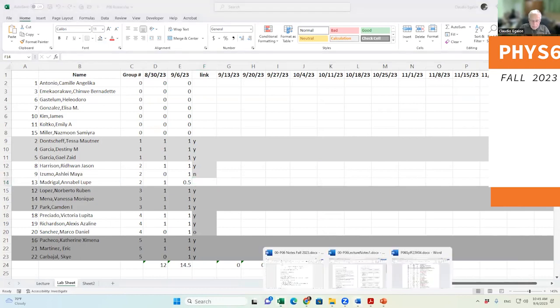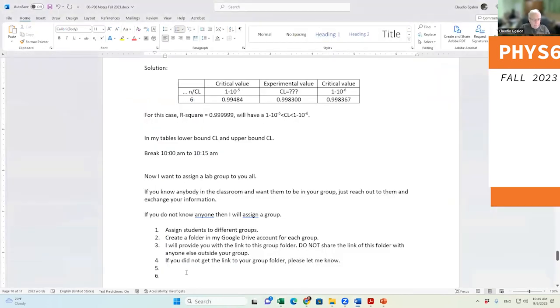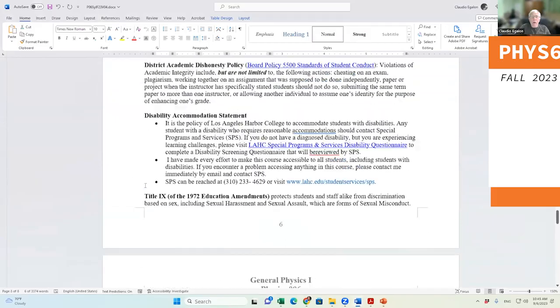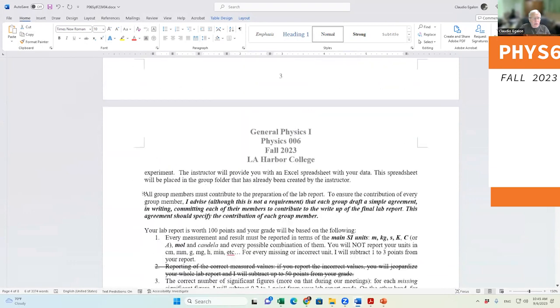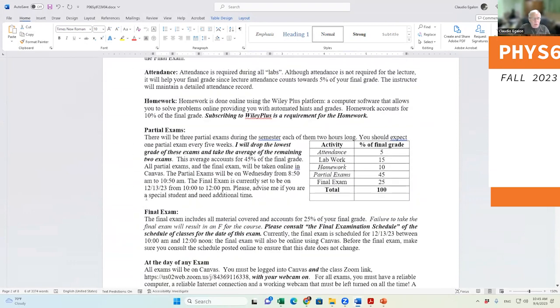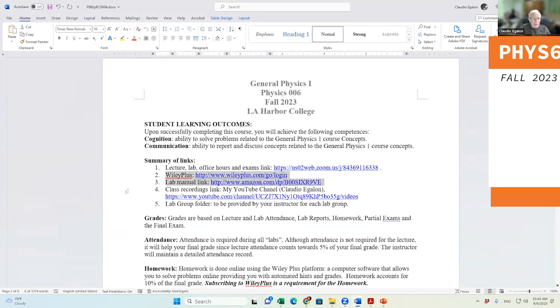Oh, by the way, keep this link in a safe place. Just like you have, remember, here's a list of the links, right? That's my spreadsheet, my syllabus. Summary of links. That's the last one. 5 different links. 1, 2, 3, 4, 5.